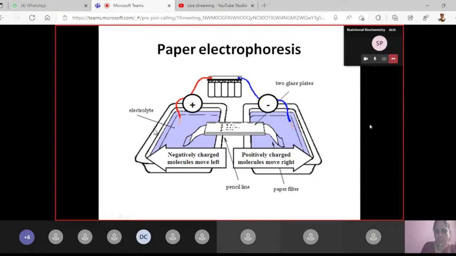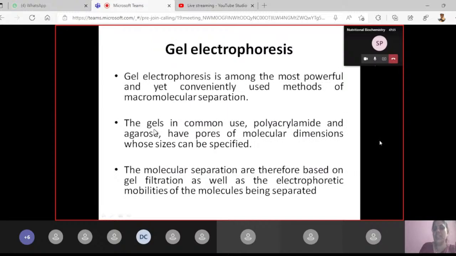Okay. So next, since paper also was not more stable, they felt, and one disadvantage with paper was, even though they were stable, they cannot alter the pore size. The pores were the same. They wanted to separate the molecules based on the pore size. So then they started using the gels. Okay, so the gel electrophoresis came into picture, where you can alter the size of the pores, so you can allow these smaller molecules or larger molecules to be separated.